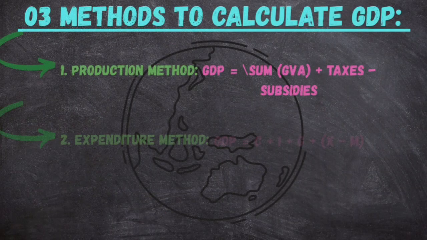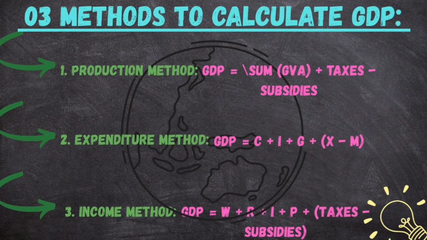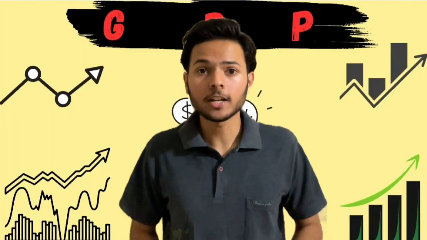On the screen, you will see all three methods' formulas. Now, GDP is calculated by taking 2011 as the base year. But wait, why only 2011?